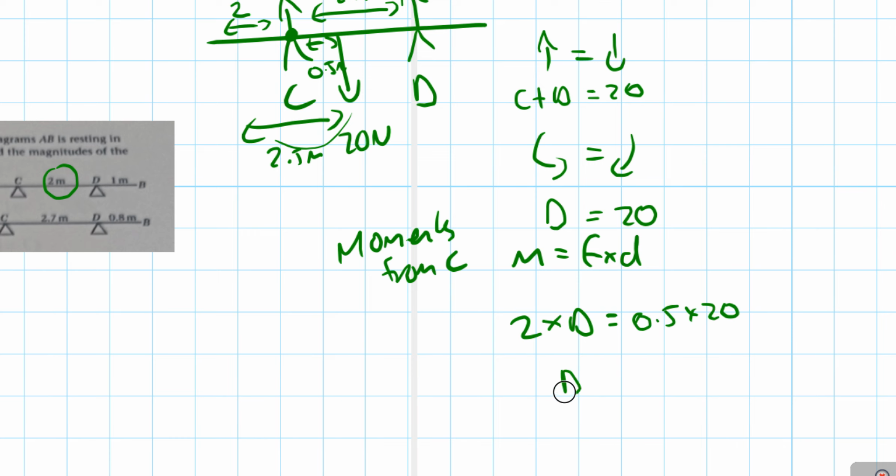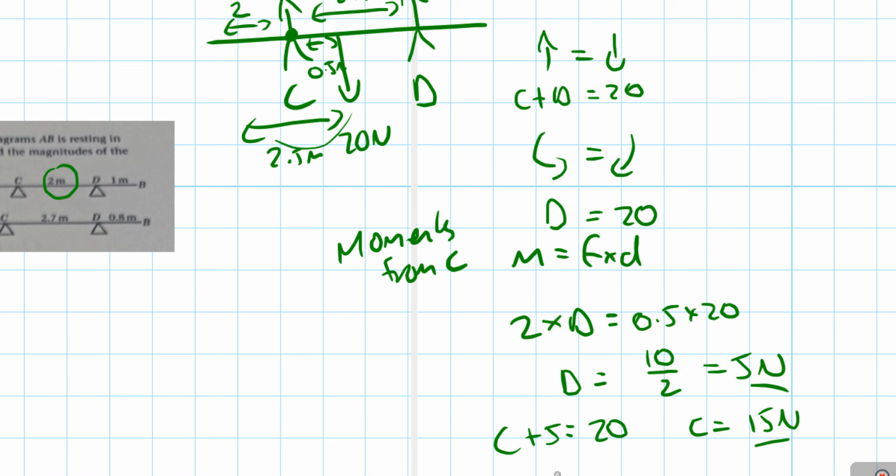And then from here we just do a simple rearranging. D is equal to 0.5 times 20 is 10, 10 over 2, so D is equal to 5 newtons. And then we plug that back into our original equation. So C plus 5 is equal to 20, so C is equal to 15 newtons.